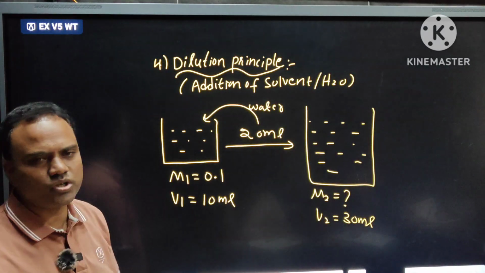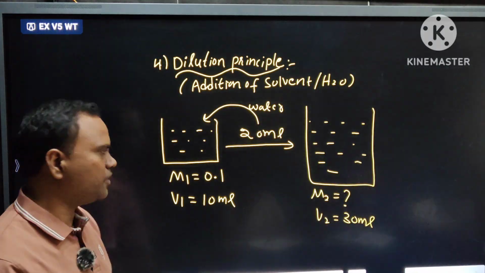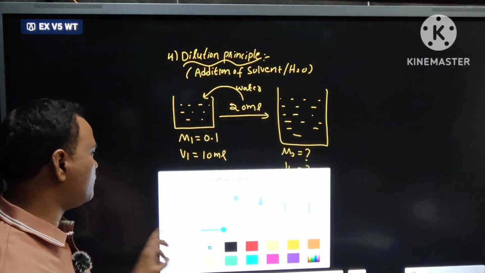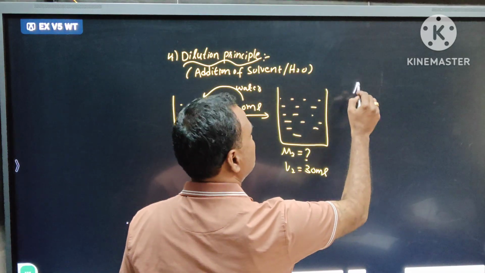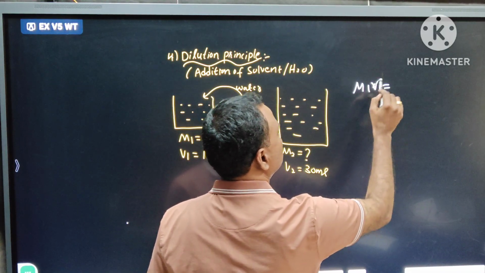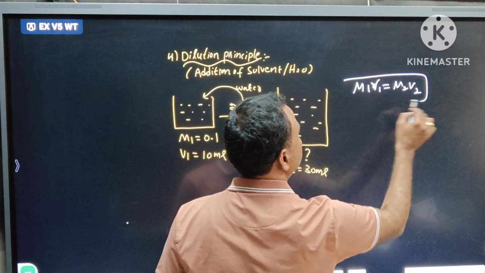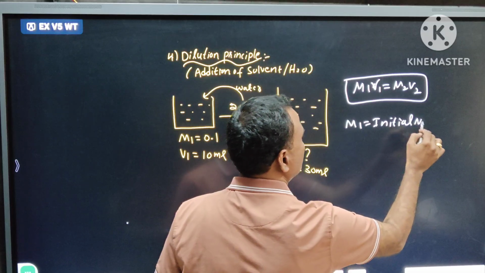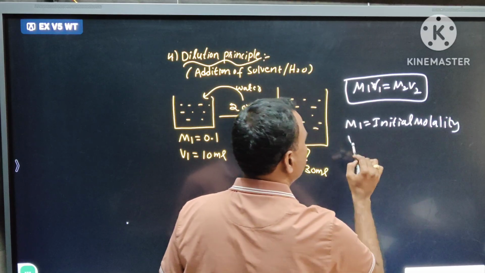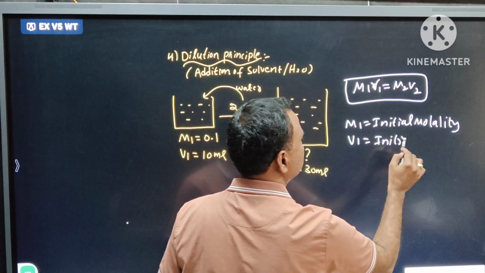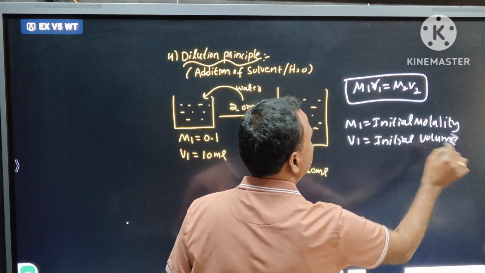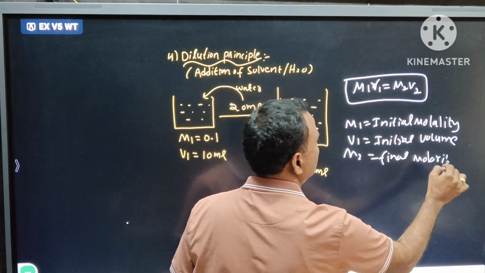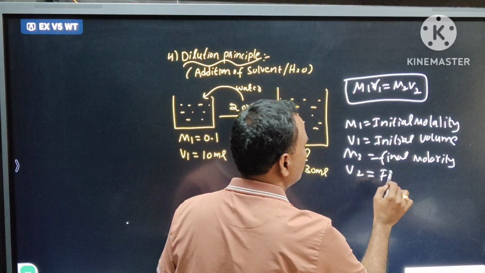This is the dilution law or dilution principle. By using this formula, we can find the final molarity, means after addition of water. M1 V1 is equal to, very easy, M2 V2. M1 is initial molarity, V1 initial volume, M2 final molarity and V2 final volume. Final molarity means after addition of water, and we know the final volume is easy only.